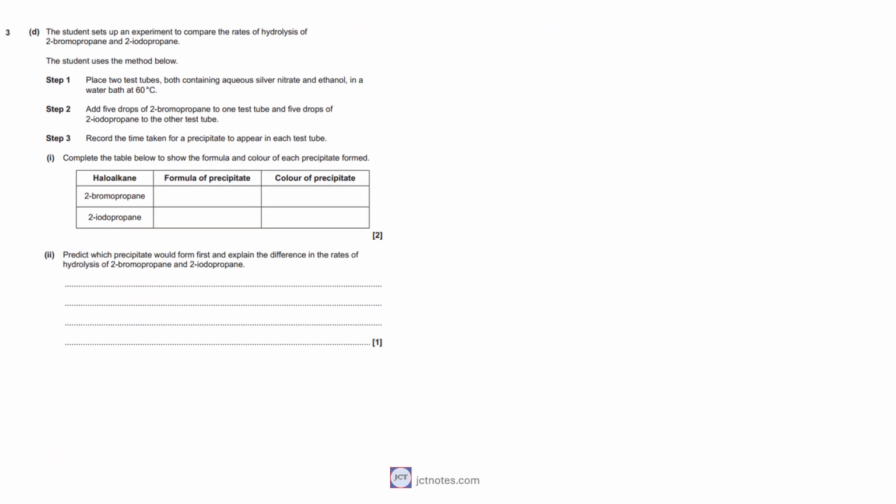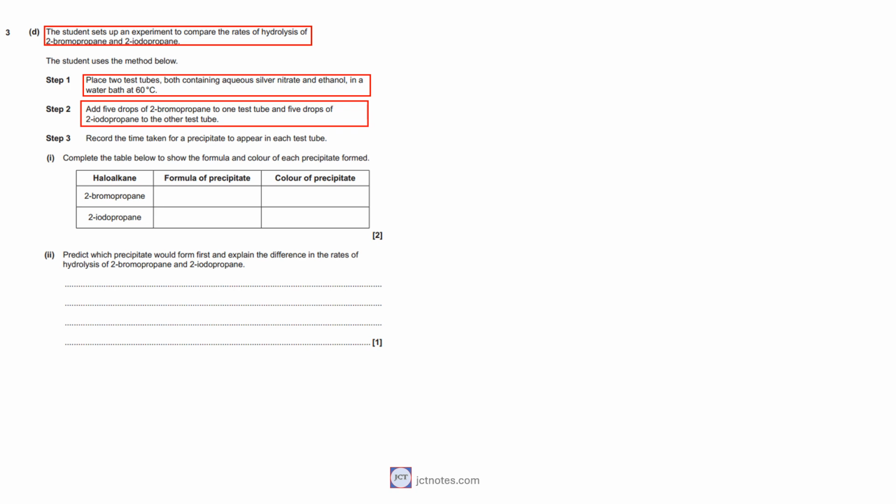In part D of question 3, the student sets up an experiment to compare the rates of hydrolysis of 2-bromopropane and 2-iodopropane. The student places two test tubes, both containing aqueous silver nitrate and ethanol, in a water bath at 60 degrees Celsius. Then, the student adds 5 drops of 2-bromopropane to one test tube and 5 drops of 2-iodopropane to the other test tube and records the time taken for a precipitate to appear in each test tube.